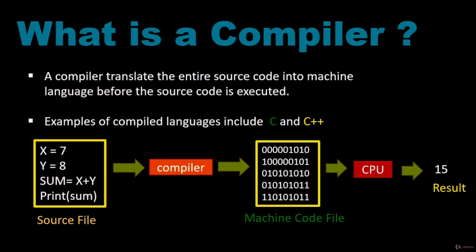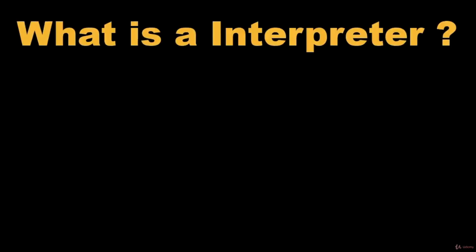The compiler will compile the entire code into machine code before it passes the information to the CPU to display the result. What is an interpreter? An interpreter does a similar job to a compiler. The key difference with the interpreter is that the interpreter will translate or convert one line of code at a time into machine language before the code is executed.